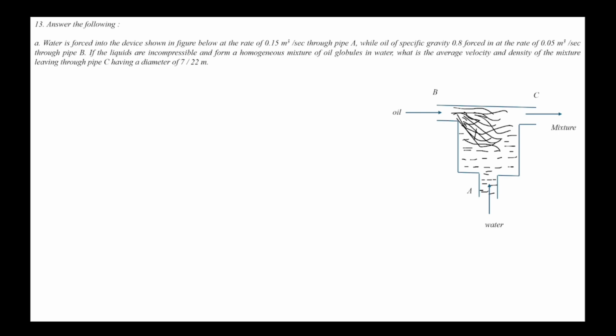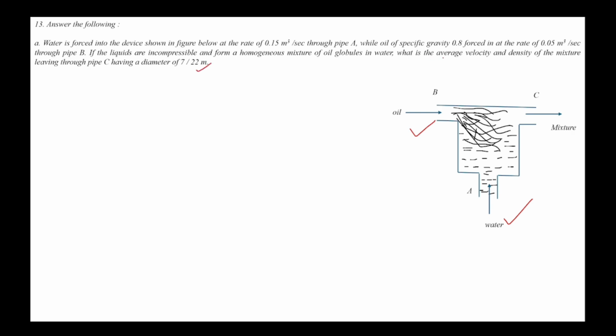So what is the question saying? Water is forced into the device shown in the figure below at a rate of 0.15 meter cube per second through pipe A. So through pipe A, water is flowing, and oil of specific gravity 0.8 is forced at a rate of 0.05 meter cube per second through pipe B. If the liquids are incompressible and form a homogeneous mixture of oil globules in water, what is the average velocity and density of the mixture leaving through pipe C, having a diameter of 7 by 22 meter?